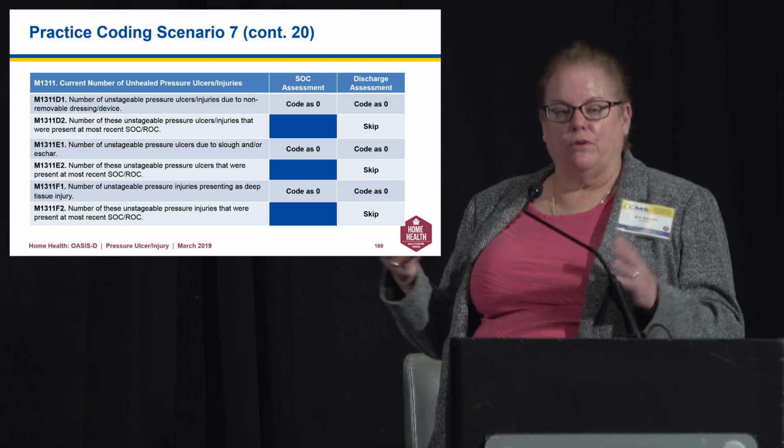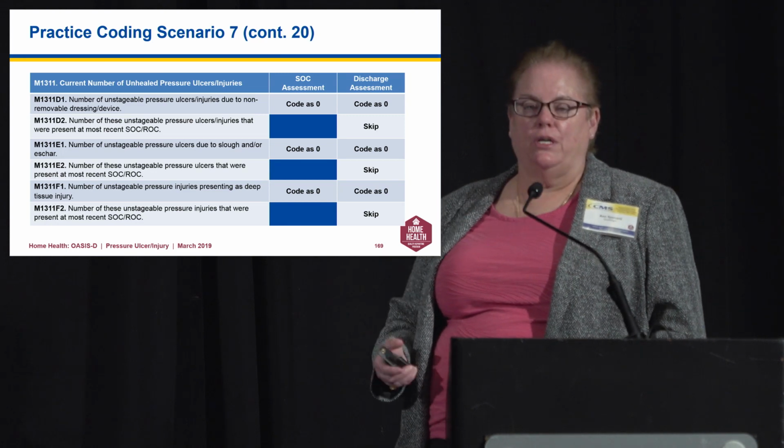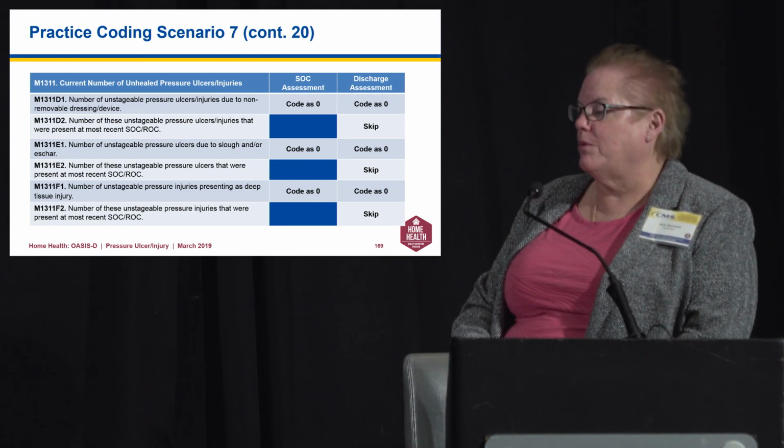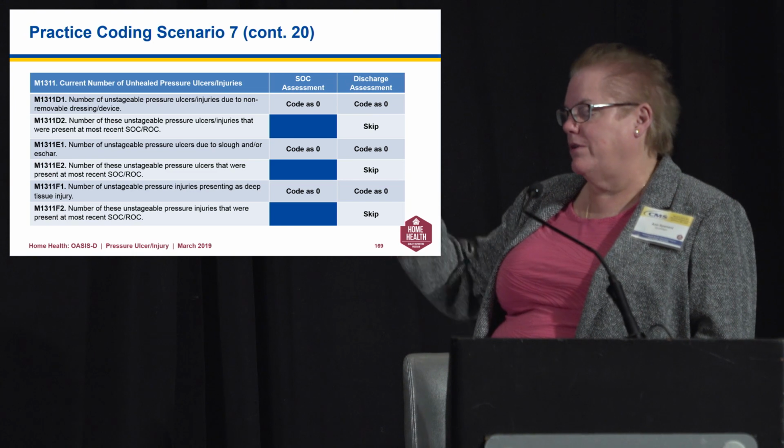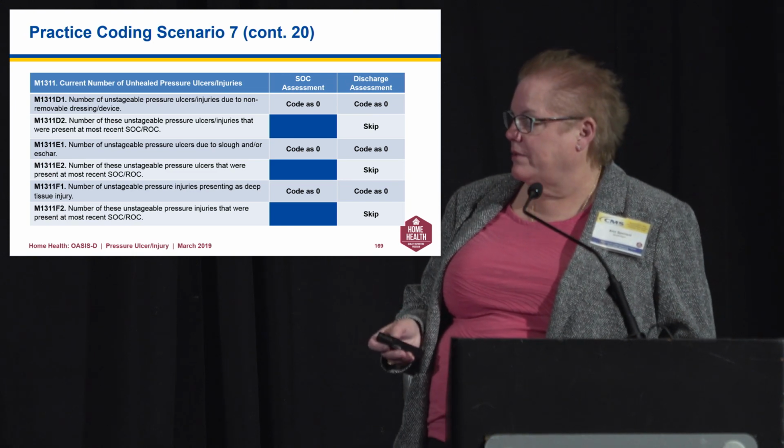So you see how once you've identified what was present on admission and what was present on discharge, you can pretty quickly go through and code these, as long as there weren't any. If you didn't have anything related to a non-removable dressing or slough or eschar or whatever, this whole back section goes quickly.